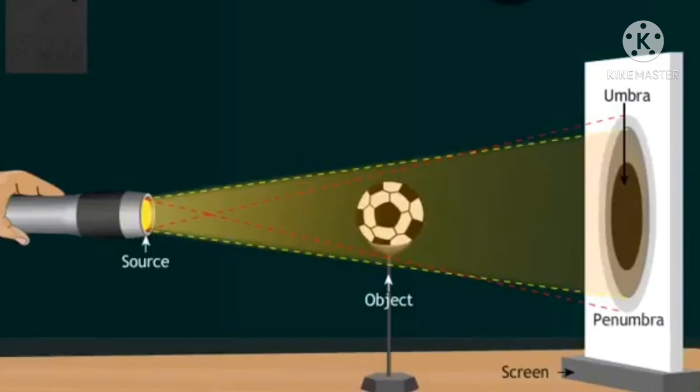Shadow only shows the outline of an object. Opaque objects form darker shadows than translucent or transparent objects. This is because transparent or translucent objects allow some light to pass through and fall on the screen.